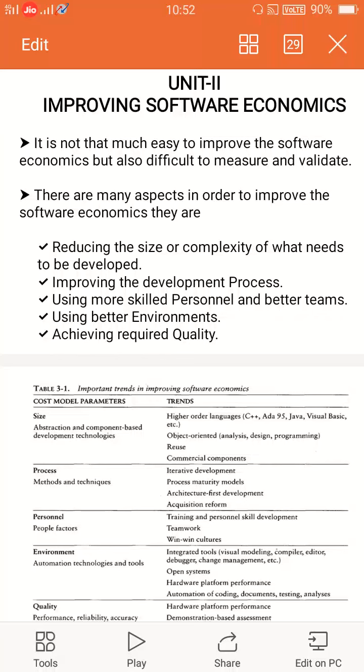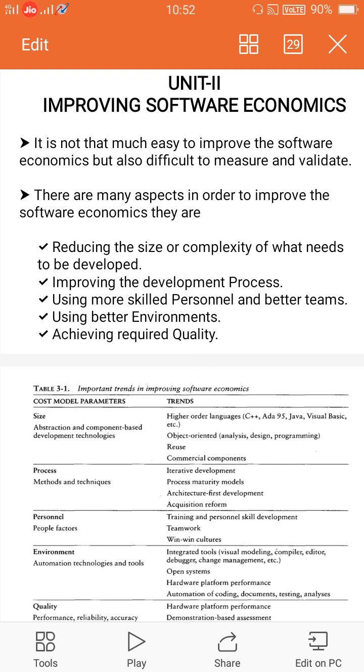In this video I would like to explain about improving software economics. This is unit 2 of your syllabus. Estimation of any software cost is very difficult. To improve software cost, that is software economics, several factors are involved.